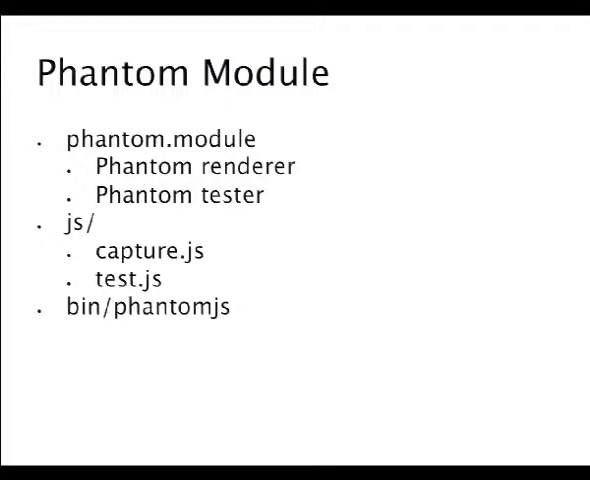The JS folder in the module has two JS files that correspond directly to the functions in the module. One is capture.js, which is what Phantom renderer will take and talk to, and one is test.js, which is what Phantom tester will talk to. They are JavaScripts that get sent to PhantomJS. PhantomJS looks at these scripts, interprets them, and basically inside these scripts goes and gets the web page and does the interactivity with it. And then there's a bin folder which actually has PhantomJS.